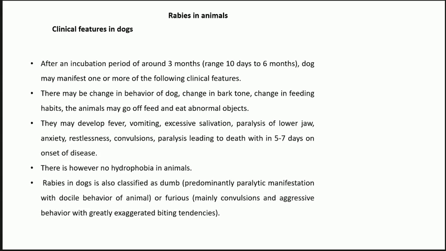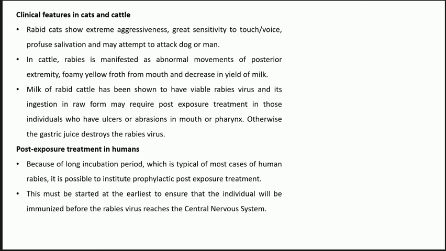Rabies in the dog is also classified as dumb or furious, meaning predominantly paralytic manifestation has been observed. Mainly convulsions and aggressive behavior may happen. The dog will be very irritable. You try to touch him, he will try to bite you. This is a very important tendency of the person or the animal who is having rabies.